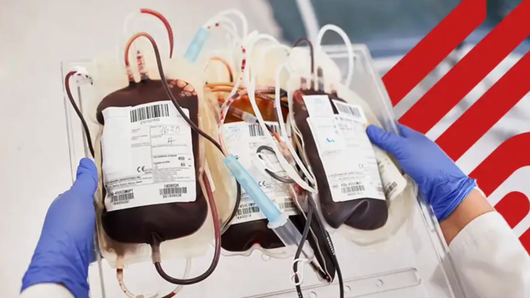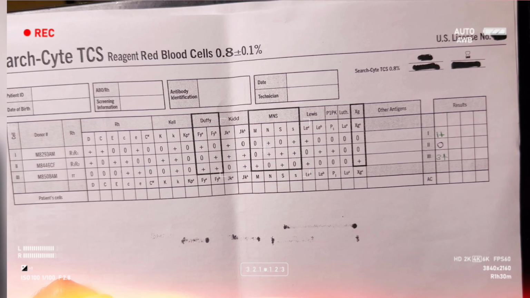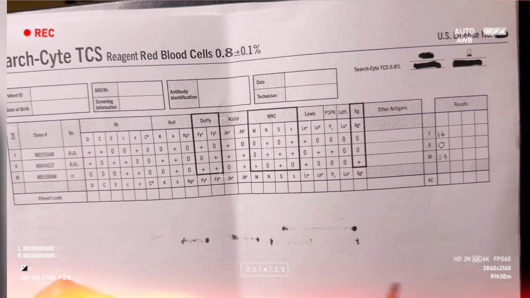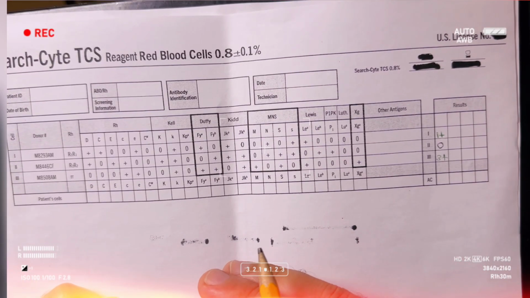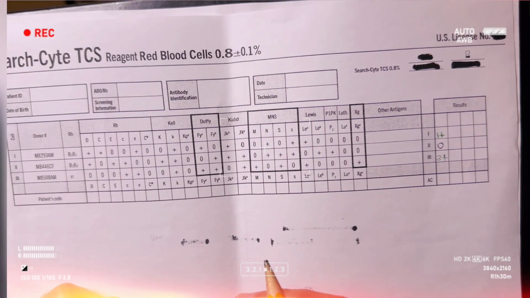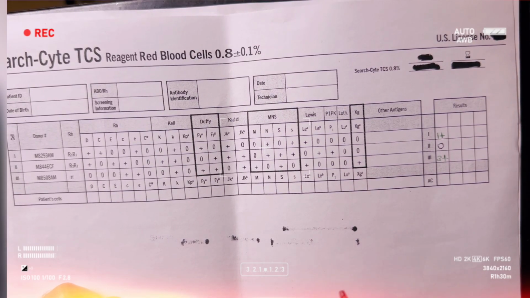Let's start the actual antibody identification and see how the pattern looks. In this video you will also learn how to analyze reaction patterns, rule out antibodies, recognize dosage effect, and confidently identify the most clinically significant antibodies, just like experienced blood bank professionals do.